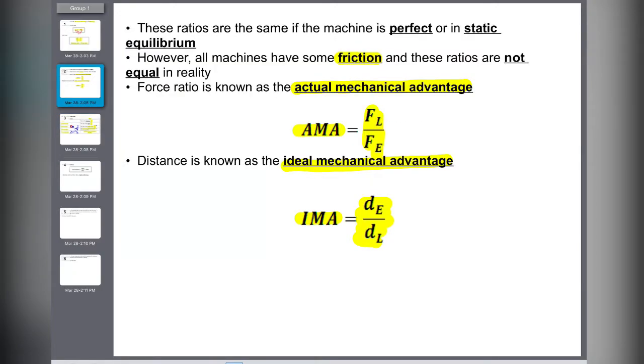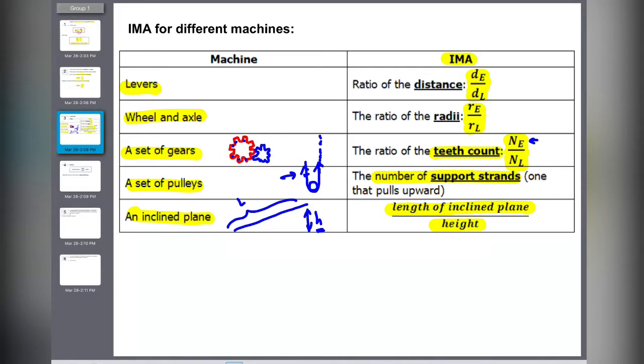So I'm going to include the AMA. Remember that to calculate AMA, we're always talking about the force, right? FL over FE. Okay, and these are all the equations, plus the efficiency equation, that you will need to know.